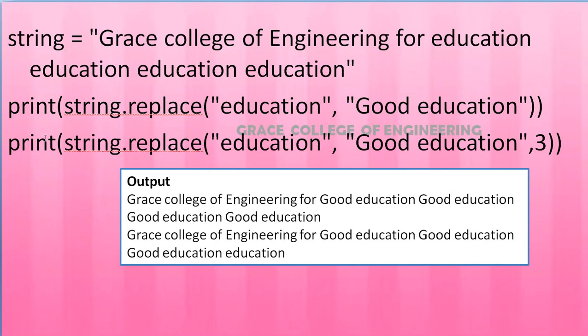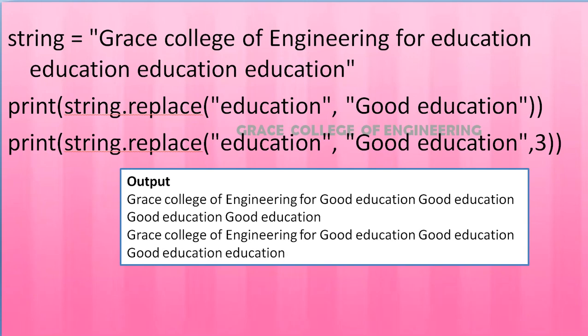Next, print string.replace of education: old is education, new is good education, count is 3. This replaces only 3 occurrences of education. Here, four educations are present, but while replacing, we replace only 1, 2, 3. The remaining education will not be replaced. That is the purpose of count. In the output you can see Grace College of Engineering for good education, good education, good education, and finally the last one remains as education. This is the method of using replace.